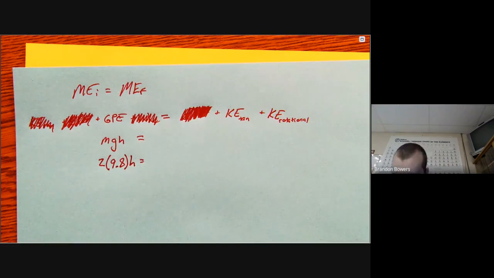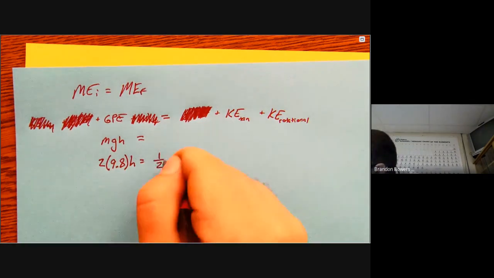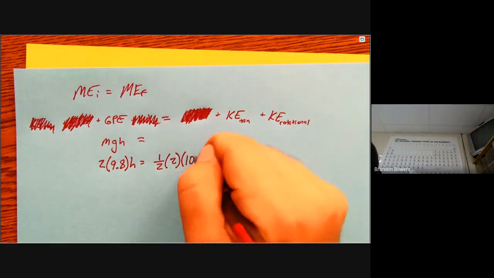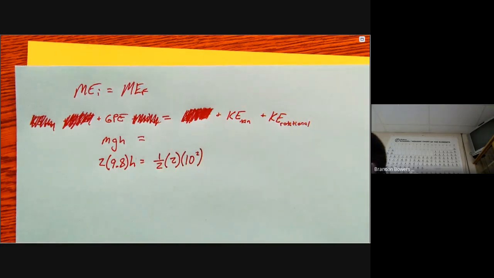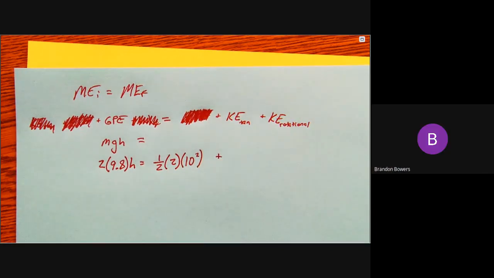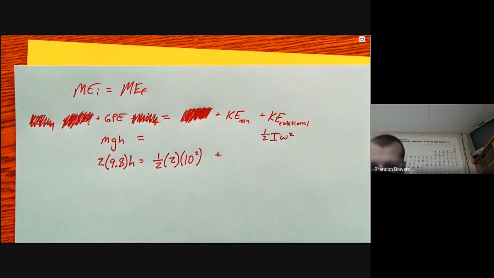All right. So kinetic energy translational is 1/2 the mass times velocity squared. So my velocity here, it hits the ground with a velocity of 10 meters per second. So 10 squared. Okay, so there's the first part. Plus, let's do my rotational. Rotational is 1/2 I omega squared.